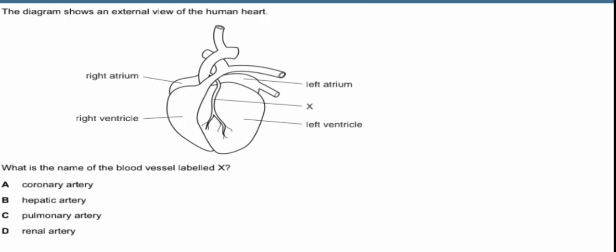The diagram shows an external view of the human heart. So we have the part labeled X. When the coronary artery is affected, it is going to cause what we call coronary heart disease. So what is the name of the blood vessel labeled X? So the answer is A, which is the coronary artery. So we can say A is the answer. The next question.